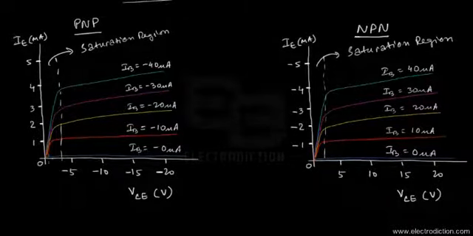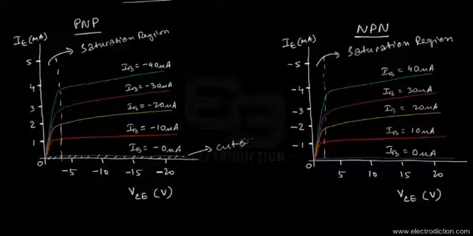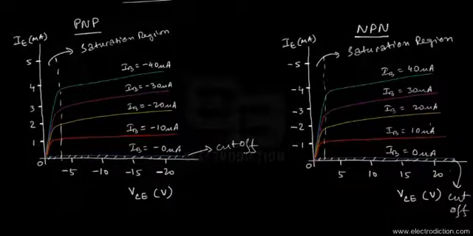So we also have the cutoff region, which I'm just going to shade over here. Well, there you go. That's the cutoff region for the PNP type of BJT for the common collector mode. And over here on the right, we have the cutoff region for the NPN type BJT. Here you can see that in the cutoff region, the base current is almost kept at 0 microamps, and for that reason we get an emitter current which is quite close to 0.